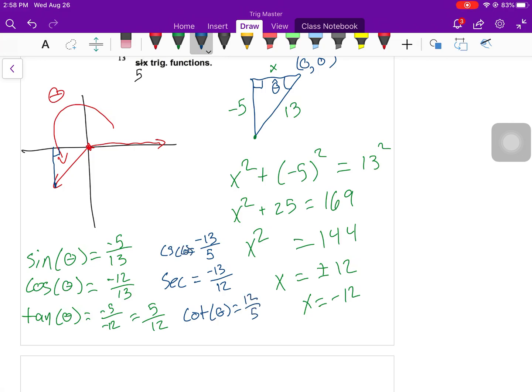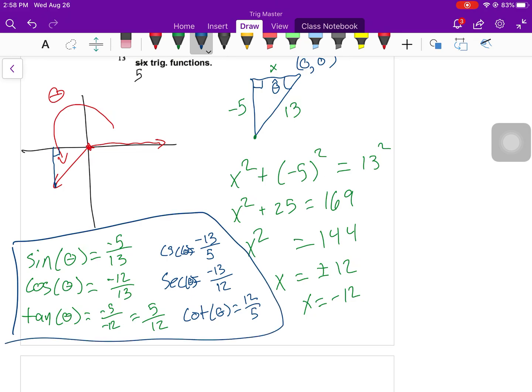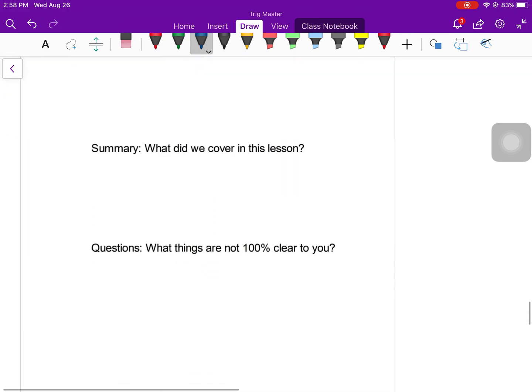Now, I forgot to put my thetas in here. That's a common mistake that I make and a lot of people make. So try to make sure that you're writing your thetas, because we're talking about sine, cosine, tangent of an angle, not just in general, of a specific angle. So I've got those 6 trig functions.